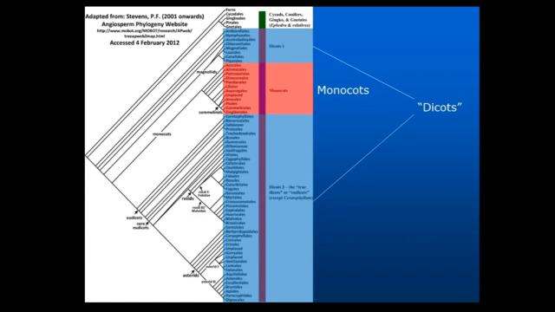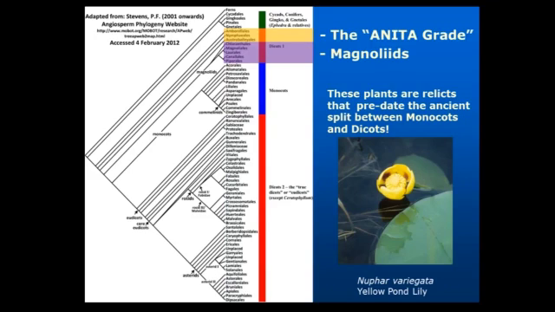So dicots actually are composed of two different things. What we traditionally call true dicots here, and then these primitive things down here that predate the split between dicots and monocots. And these are pretty cool plants. I really like these guys. There are a lot of interesting things among these. So what are some of them?